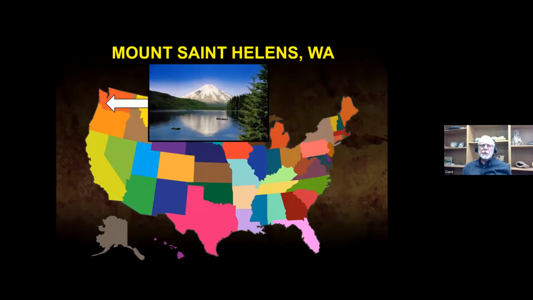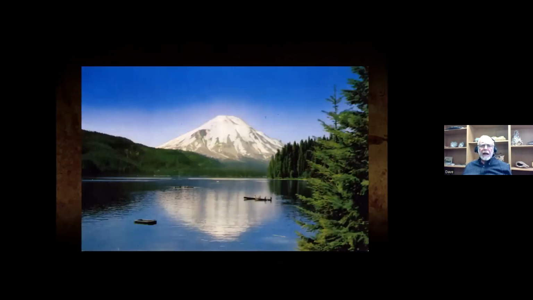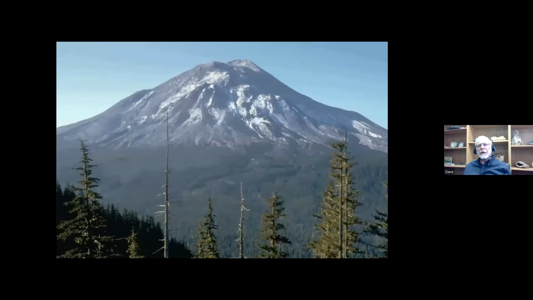Mount St. Helens erupted in 1980. That's there in eastern Washington. It was a gorgeous mountain, a beautiful place to go visit, have a picnic, have a cabin. But then they started noticing something about that mountain.